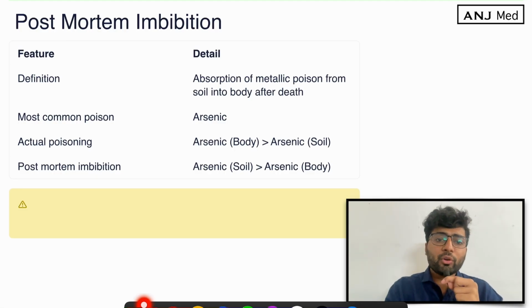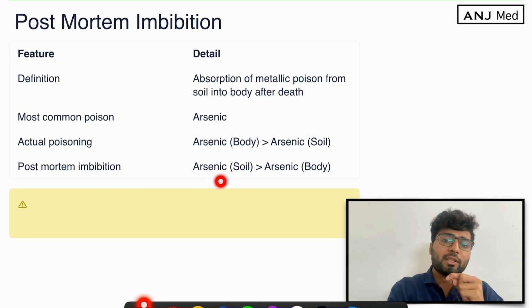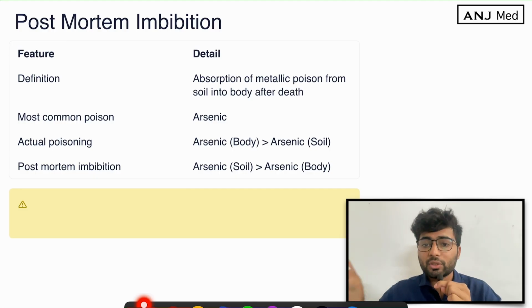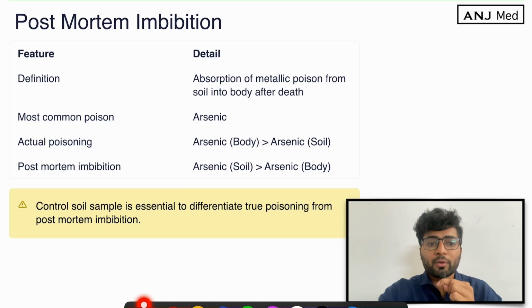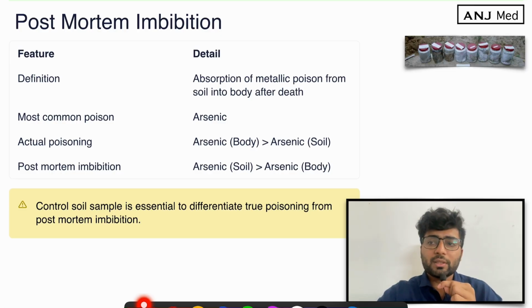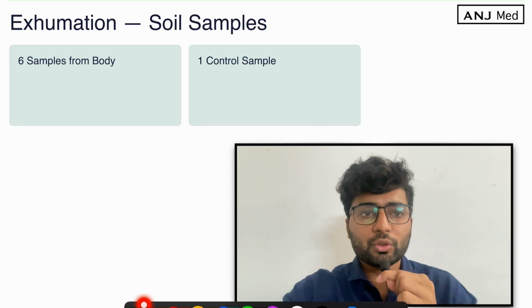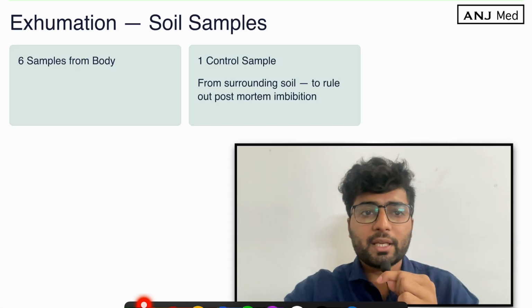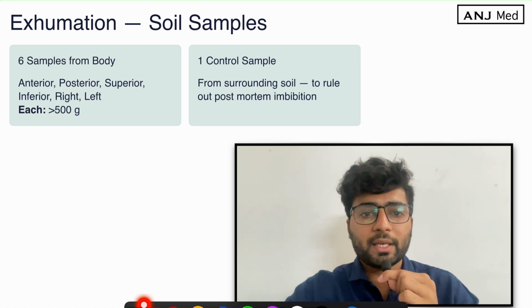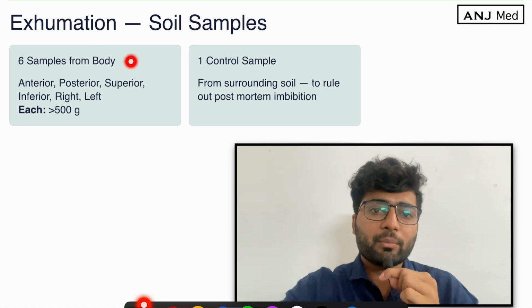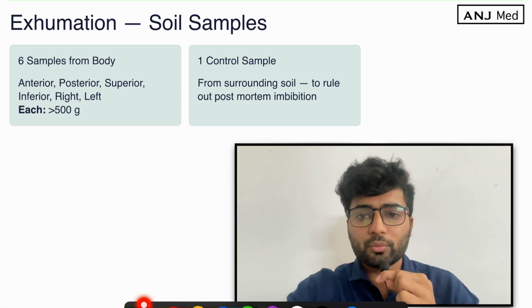So see, if you want to study arsenic in the body and arsenic in the soil, then we obviously need to take samples from the soil and body both, right? So we are taking a control sample from the soil. A sample is taken from the soil to rule out post-mortem imbibition. So we are taking a lot of samples whenever the exhumation is done. Six samples are taken from the body: anterior, posterior, superior, left, right, and so on, each 500 gram or so. We take six samples from the body and one control sample from the surroundings to rule out post-mortem imbibition.